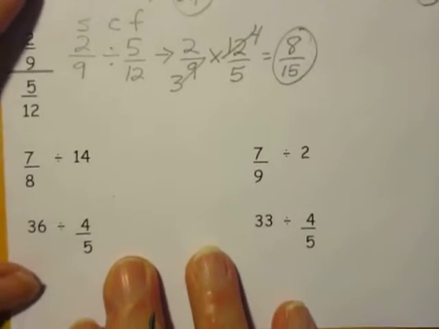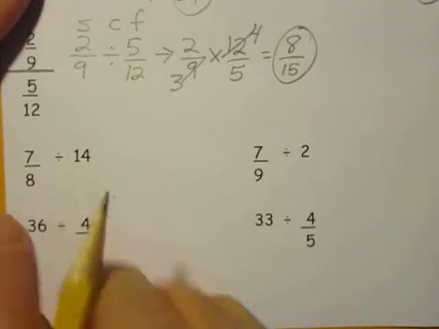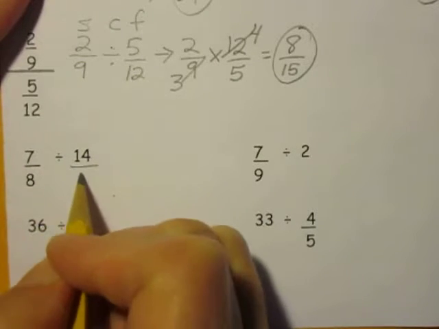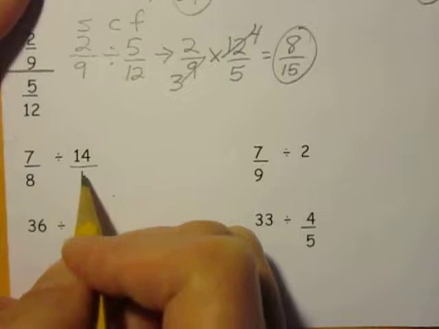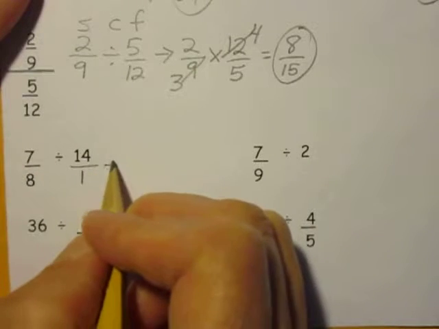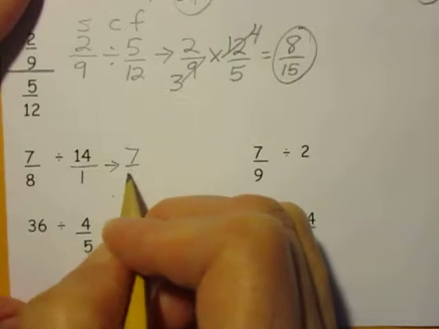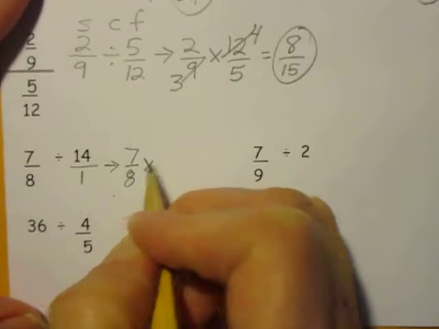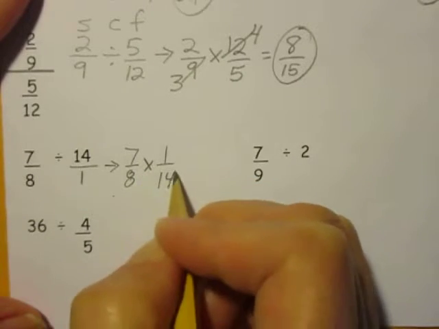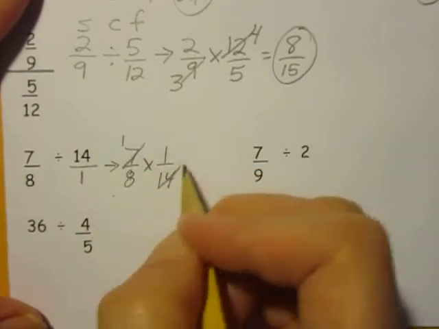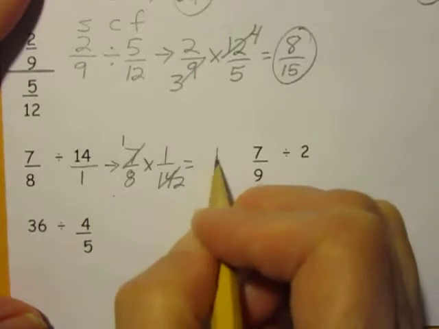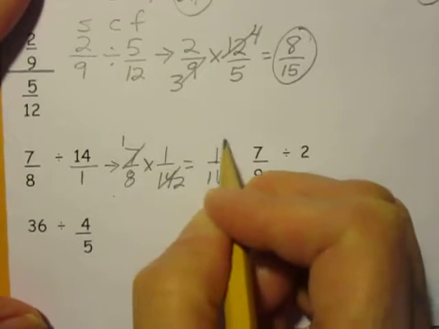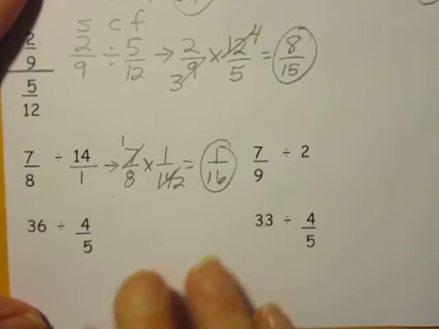Okay, on this row we can recognize that when we're dividing by a whole number, we can write that whole number as a fraction. So this would convert to 7/8 times 1/14. We can reduce diagonally. I've got some patterns going on here. That doesn't always happen. We end up with 1/16. I'll let you work on that one.